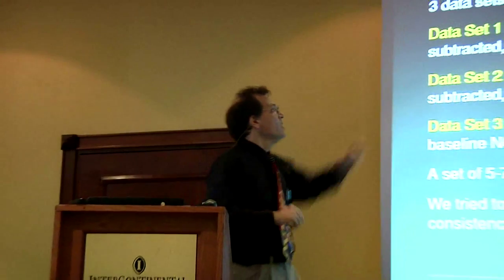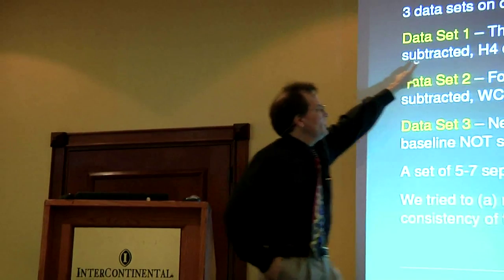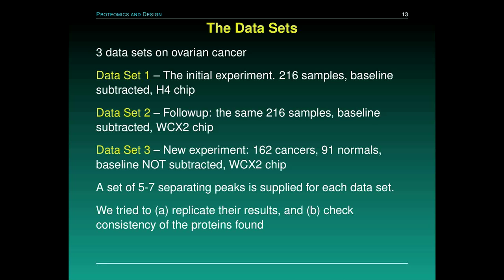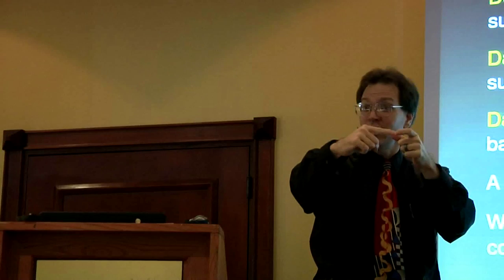So here's how it worked. The first data set that is posted on their website actually is from the initial experiment. It involves 216 samples. All of the spectra that are posted have been baseline subtracted, and I'll show you what that means in a minute. Just go with me for now. And all of these spectra were acquired using the H4 chip. That's a particular type of CellD chip, so that's a type of coating on the chip.